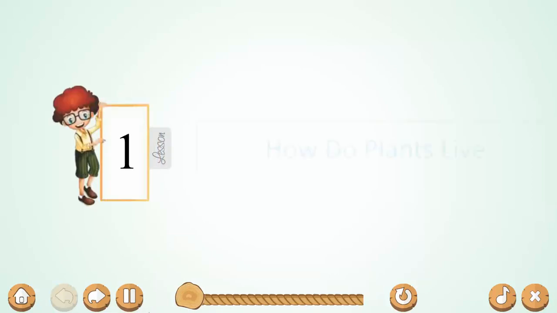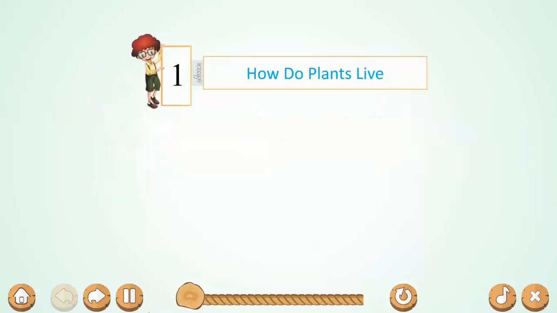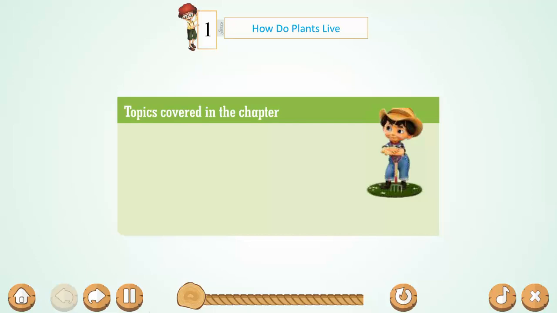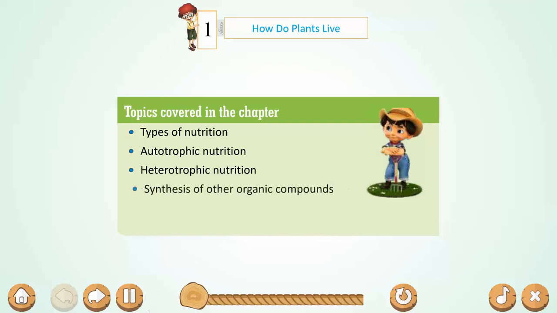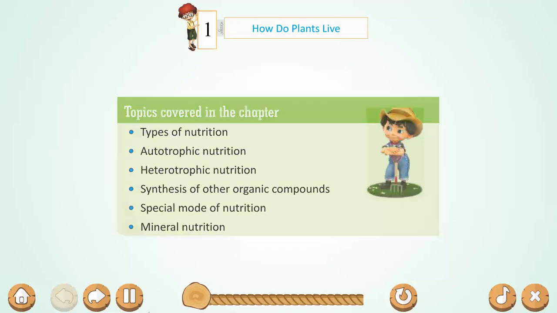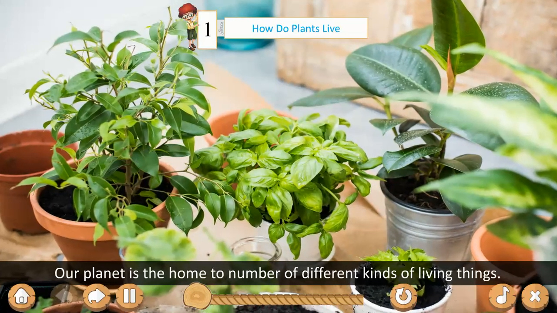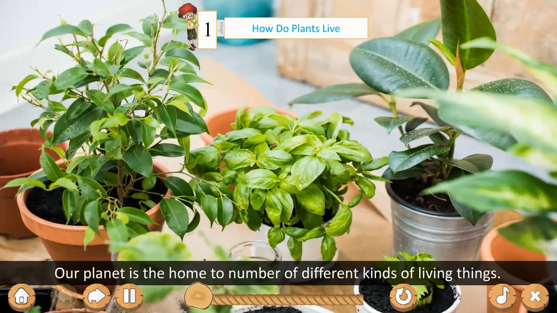Lesson 1. How do plants live? Topics covered in the chapter: types of nutrition, autotrophic nutrition, heterotrophic nutrition, synthesis of other organic compounds, special modes of nutrition, mineral nutrition. Our planet is home to a number of different kinds of living things.